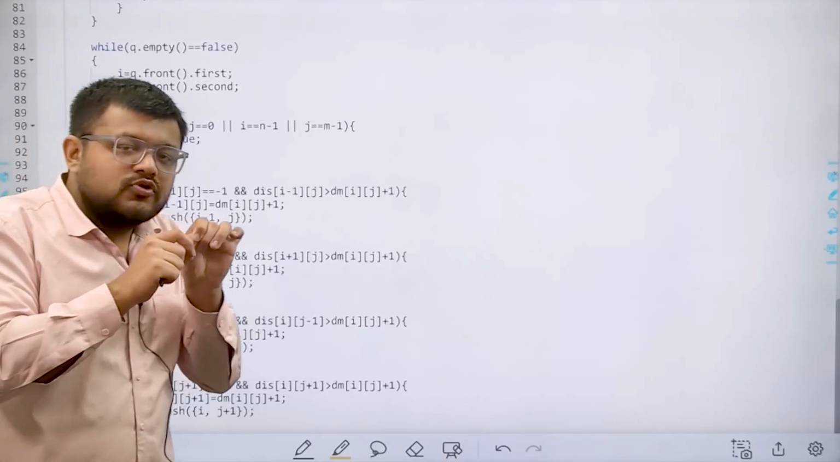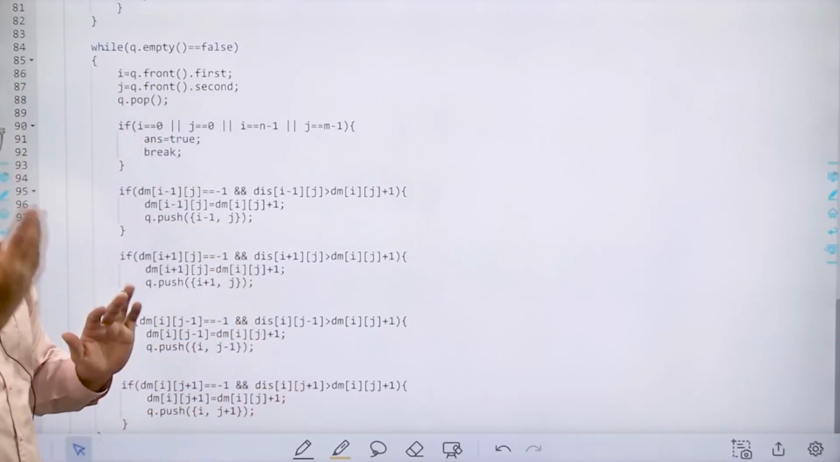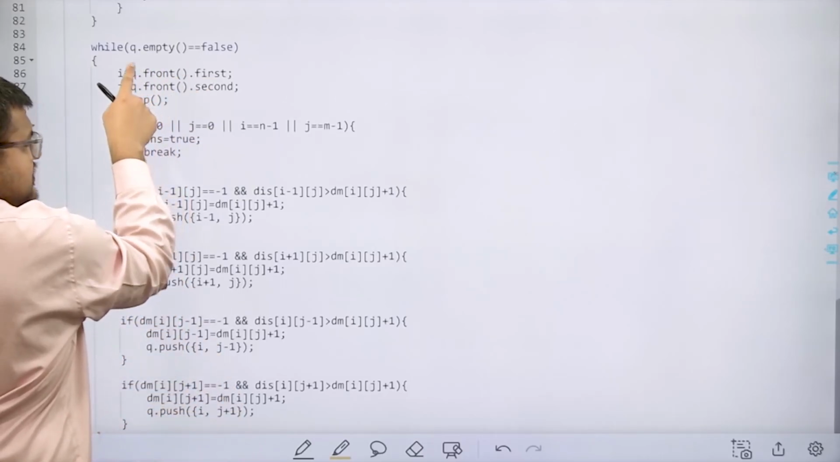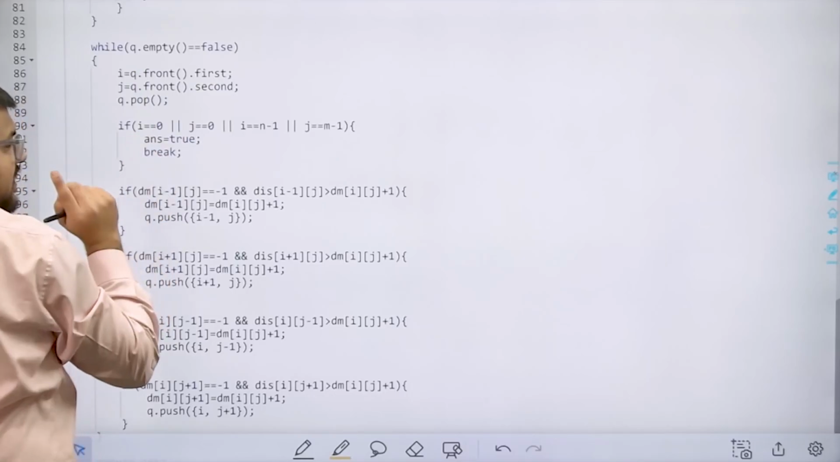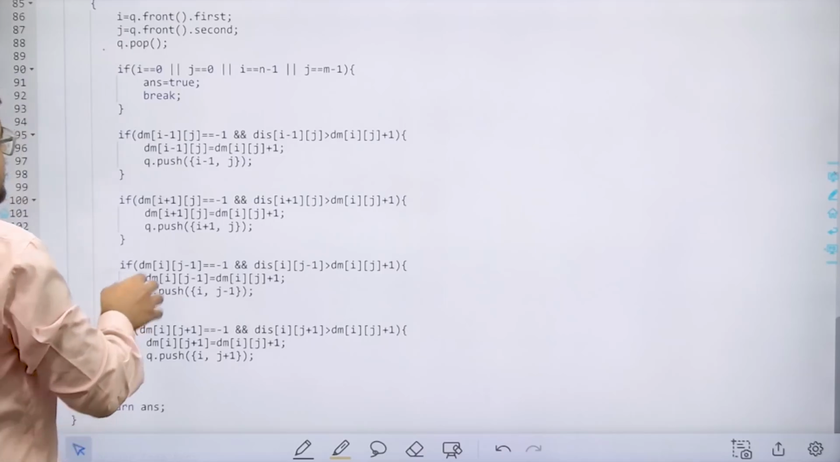I will only push the cells inside the queue where the man can reach. So I will check the conditions and then only push that element inside the queue. So if this element was present inside the queue and it has popped out, it means the man has reached the border cell. Okay, again the same conditions.